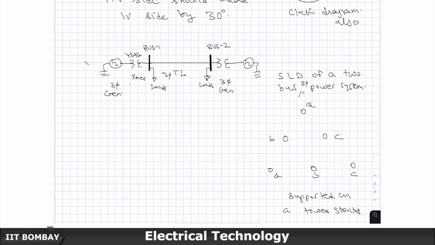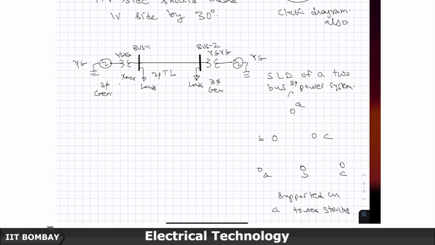And again, this could be, for example, a delta winding, or it could be a star winding. Let me say that this is also a star grounded. So, the 3 generator windings are connected in star, and these are also connected in star, and let us say this is a YG connection.